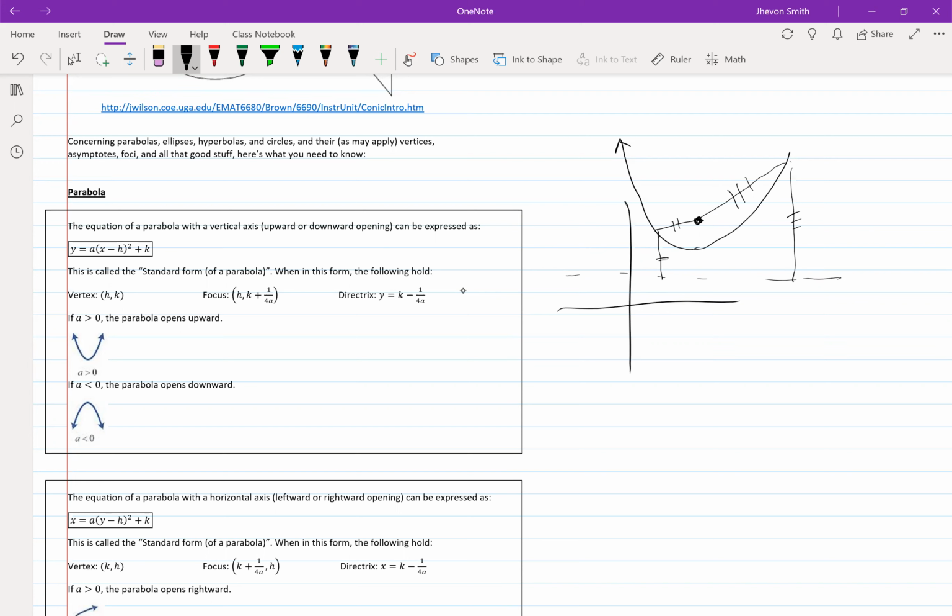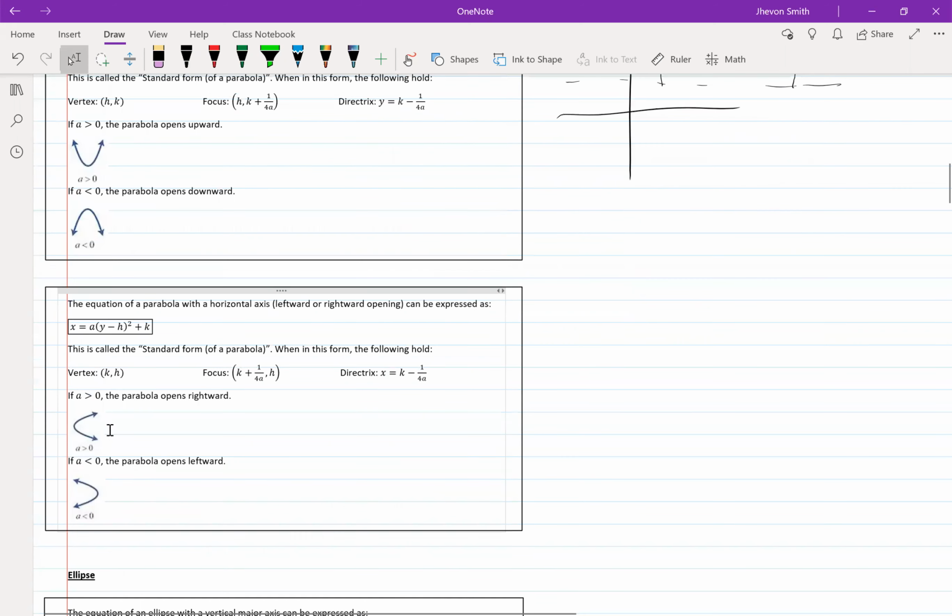Basically, if you have this equation, you should know how to figure out how to sketch the parabola based on that equation. You should also know about ones that open left and right. Not going to go over that.